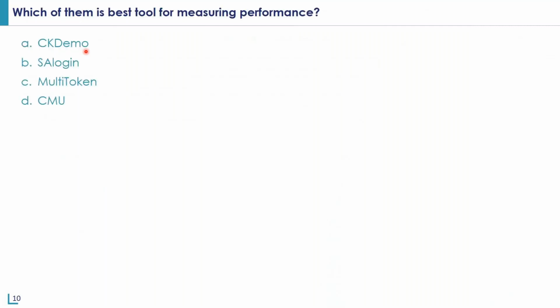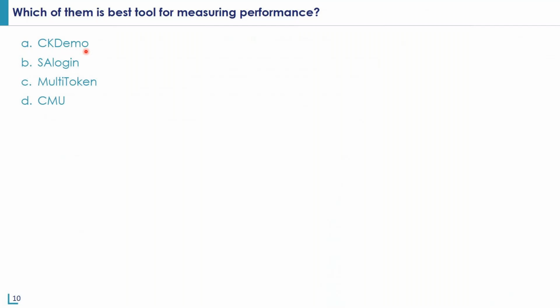Which of them is the best tool for measuring performance? CK demo, SA login, multi-token, or CMU? The best tool for measuring performance? Multi-token, a few more for multi-token, one for CMU, okay. One more for CMU, okay.